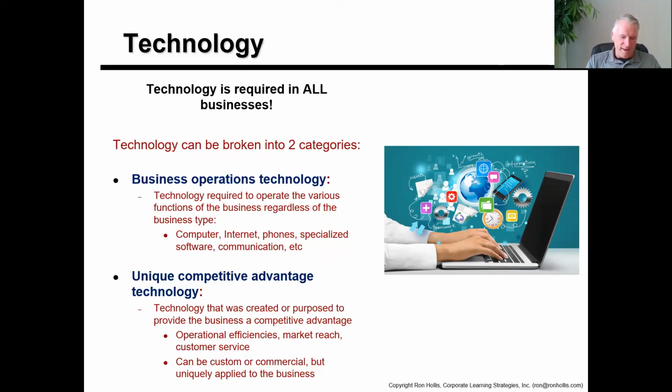Do you have a computer? Yes. Internet? Yes. Phones? Yes. Specialized software? Yes. Communication? Yes. Cell phone? Yes. Those are just business operations technology. And when one of them doesn't work, I can't get on the internet, computer doesn't work, phone's dead, I cannot perform. Therefore, if I'm not performing, I'm not executing the processes, my outcome is not going to be optimal.